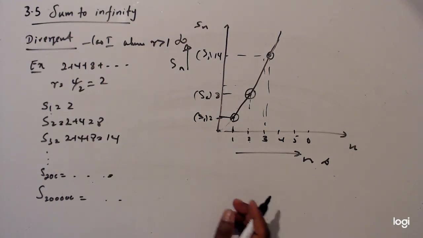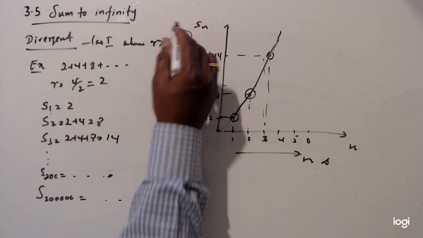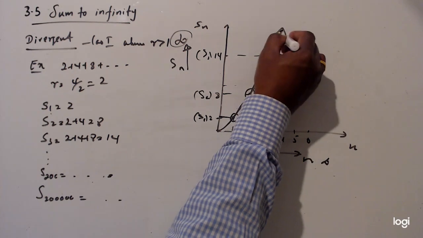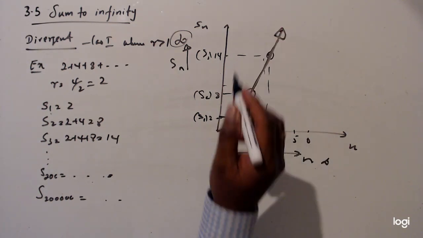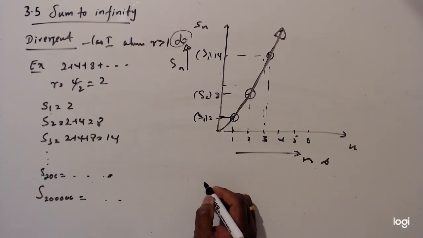So there is no limiting value. So infinity is not a limiting value. You can see that this is going to infinity. So this is the divergent idea. You can't find a limiting value. So it goes to infinity. We don't consider infinity as a limiting value.